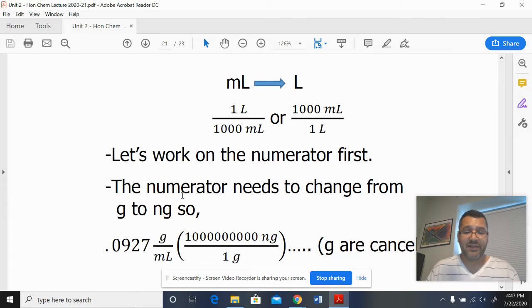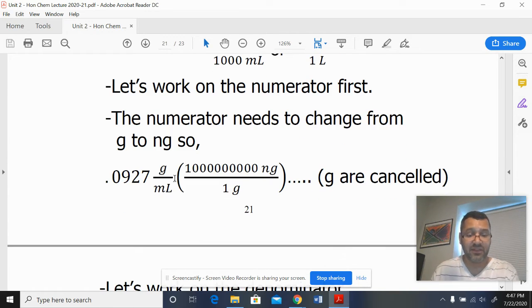And notice, again, we've got grams. And the only way to cancel out grams is to have grams in the parentheses here, right? You see how it cancels out. These grams cancel these grams, leaving you with nanograms on top. And so in this case, what you want does go on top, because we need nanograms on top. So that's the first thing that we did. We took care of the numerator. Now let's take a look at the denominator.